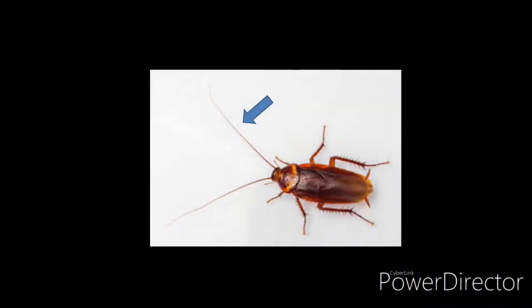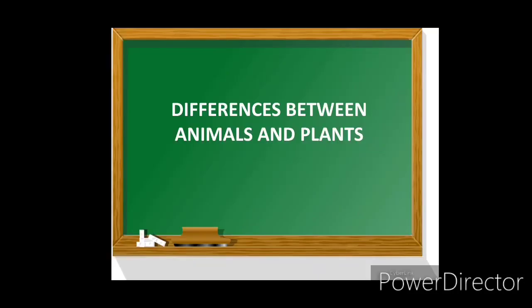Now let's talk about insects. How do insects feel and respond? Insects have antennae to sense things around them. With the help of antennae, they can feel. Now let's move forward in the chapter. We will now learn differences between animals and plants.